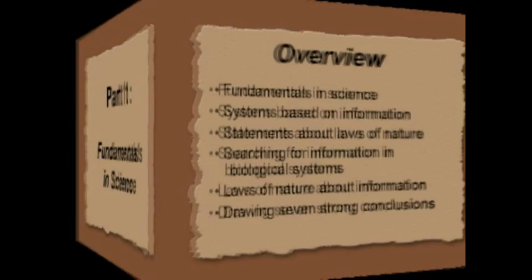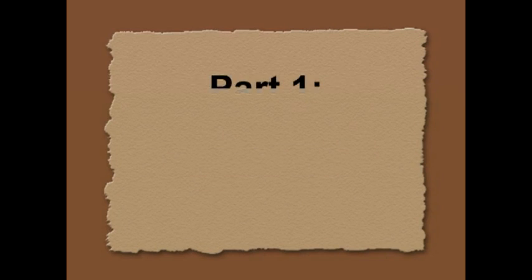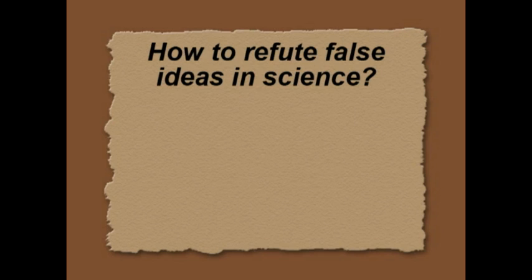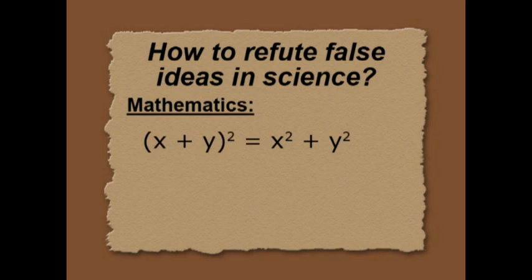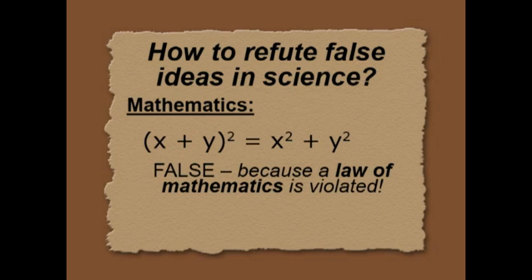Part 1, fundamentals in science. How to refute false ideas in science. Let me start with an example in mathematics. You see there is an equation, and you see the equation is false because a law of mathematics is violated. And you see the other equation which is right. That is very important in science, that we find what is the wrong situation and what is the right situation.